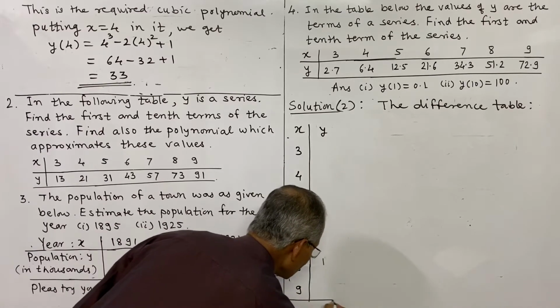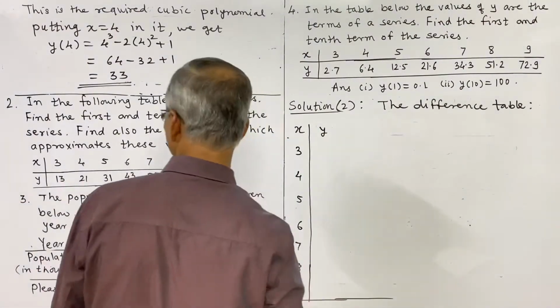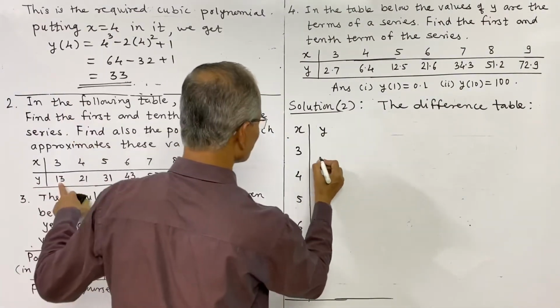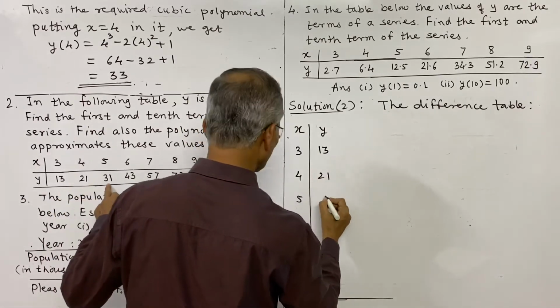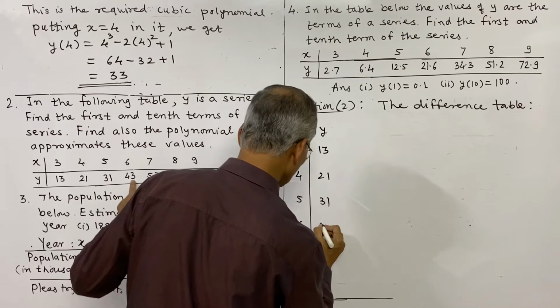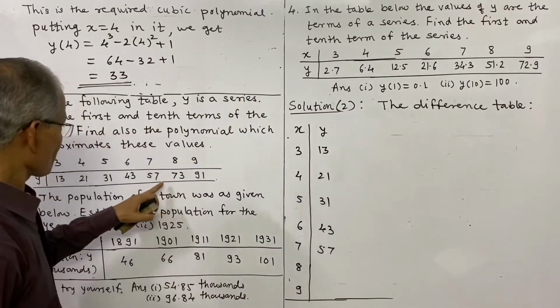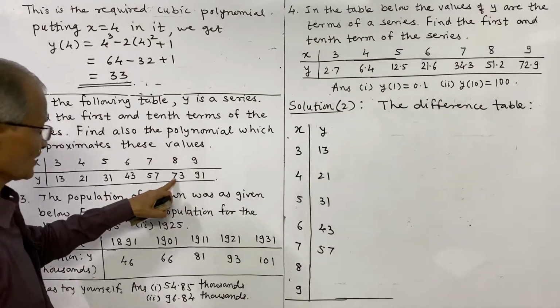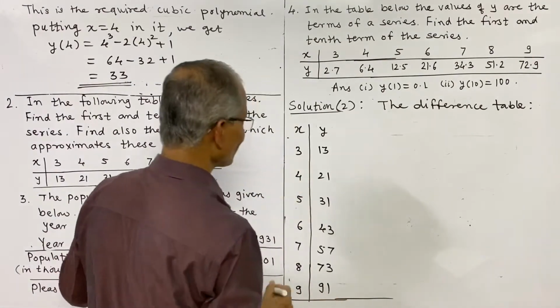These are the values of x. Now the values of y are 13, 21, 31, 43, 57, 73, 91. These are the values of y.